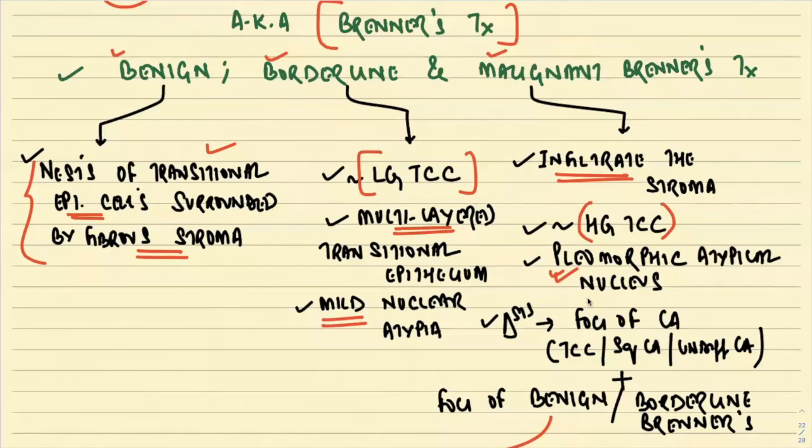Now the diagnosis. Always remember that for making a diagnosis of malignant Brenner's, the area of carcinoma has to be there, but that is not enough. Along with the area of carcinoma, you should have some area showing benign or borderline features of Brenner's tumor. Only then are you going to call it malignant Brenner's tumor. The carcinoma portion alone is not enough; in the background, a focus of benign or borderline Brenner's has to be there so that we can call it malignant Brenner's tumor.